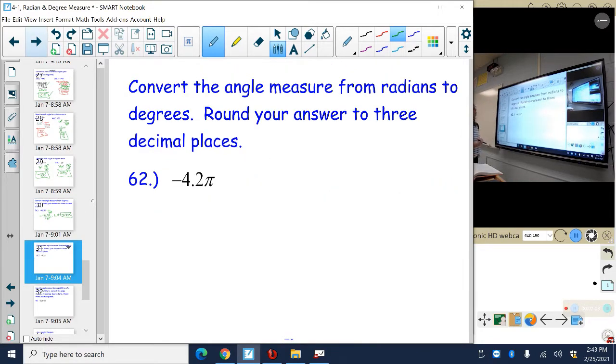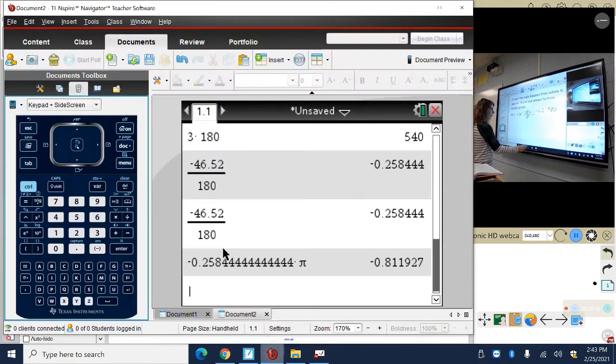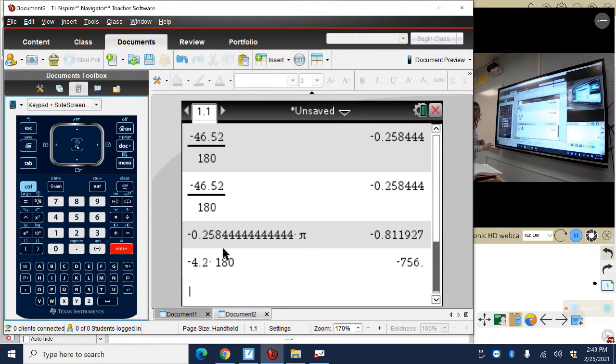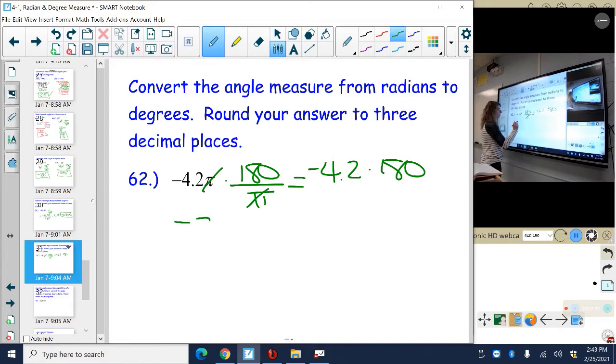Next, convert the angle measure from radians to degrees. So on 62, all it's asking you to do there is to go ahead and multiply this. You're getting rid of the radian measure. So you're going to have negative 4.2 times 180. So this is negative 4.2 times 180. And that's going to give you the negative 756, which is exactly what you wanted. And that is correct.